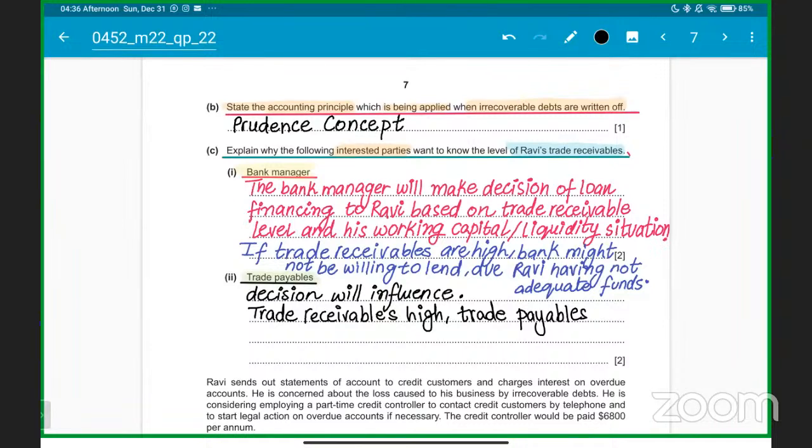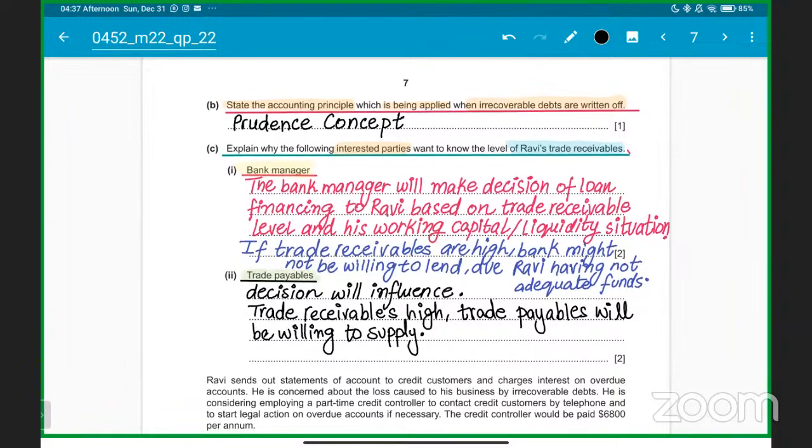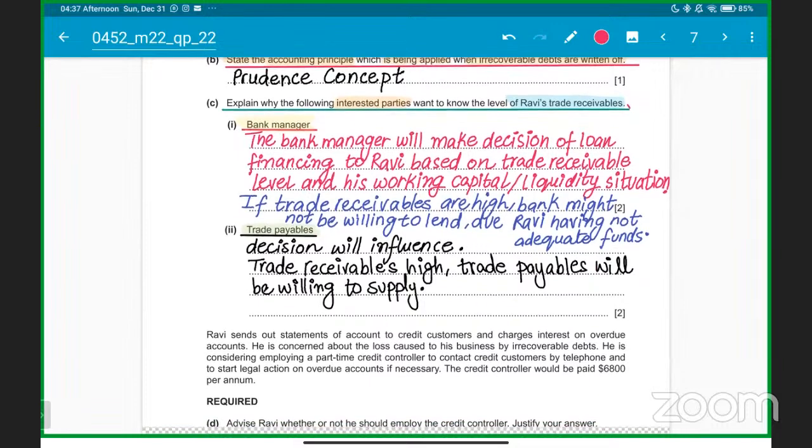Getting it, guys? Clear? So trade receivables are high, trade payables will be willing to supply. Guys, following? Clear on this? Hello, clear on this? No, sir. Yes. कोई नो कह रहा है? Anyone not getting it? क्या समझ में नहीं आया?